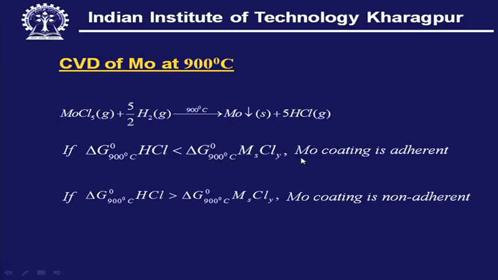But if it happens contrary to this, that means the chloride of the metal substrate has a free energy of formation more negative than that of hydrogen chloride, then it will become more stable than HCl, and as a result a well adherent stable chemical compound can be seen on the substrate surface. So, if molybdenum is deposited over this, we cannot expect a well adherent coating.